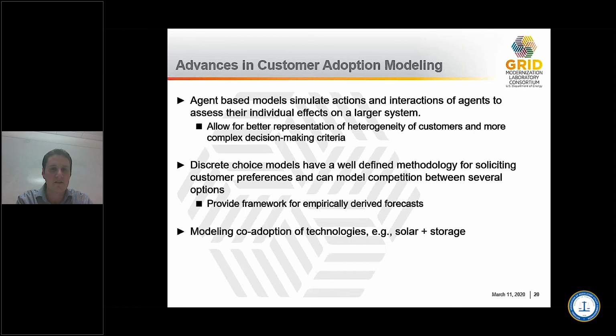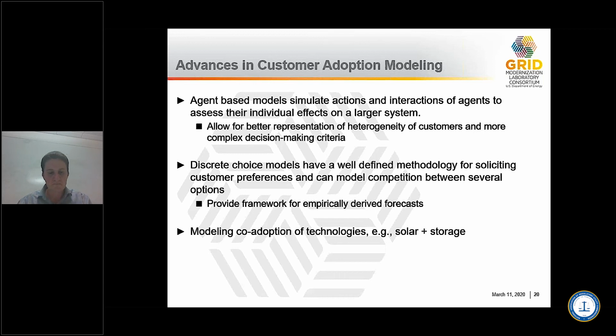And then I think the third advance, which is really just starting to emerge now, is modeling co-adoption of other technologies. The most common one right now is distributed solar and storage adoption. But of course, we can also think about the simultaneous adoption of solar and energy efficiency, demand response, storage, electric vehicles, and so on. We can go down the alphabet of all the DER technologies.